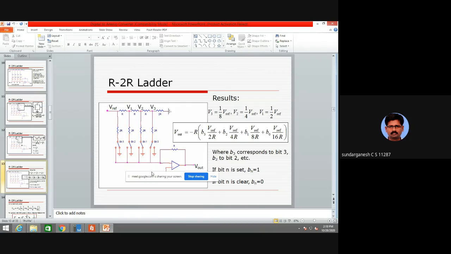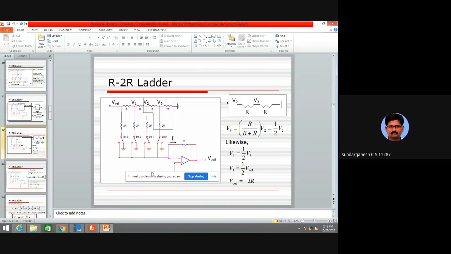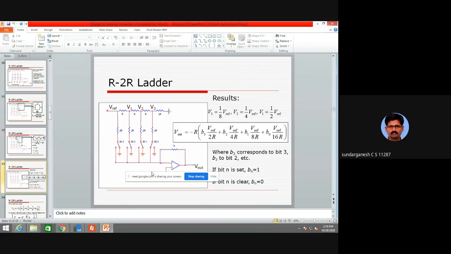Now we are taking everything in terms of V reference. So in the last case, we are taking V3 in terms of V2, V2 in terms of V1, V1 in terms of V reference. So V3 is half of V2, V2 is half of V1, V1 is half of V reference. Vo is equal to minus IR. Now we are taking everything in V reference: V3 equal to 1 by 8 V reference, V2 equal to 1 by 4 V reference, V1 equal to 1 by 2 V reference.